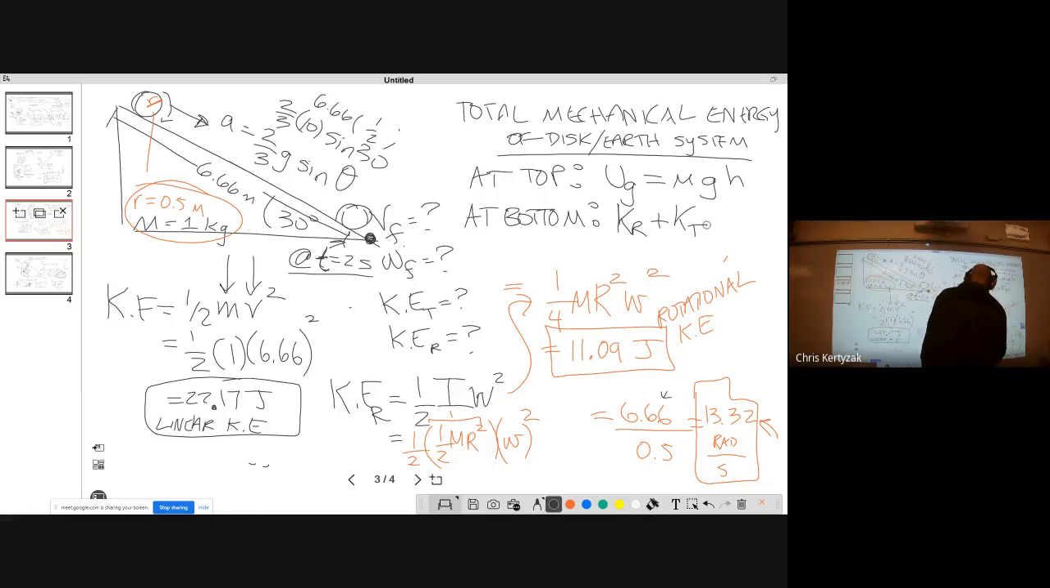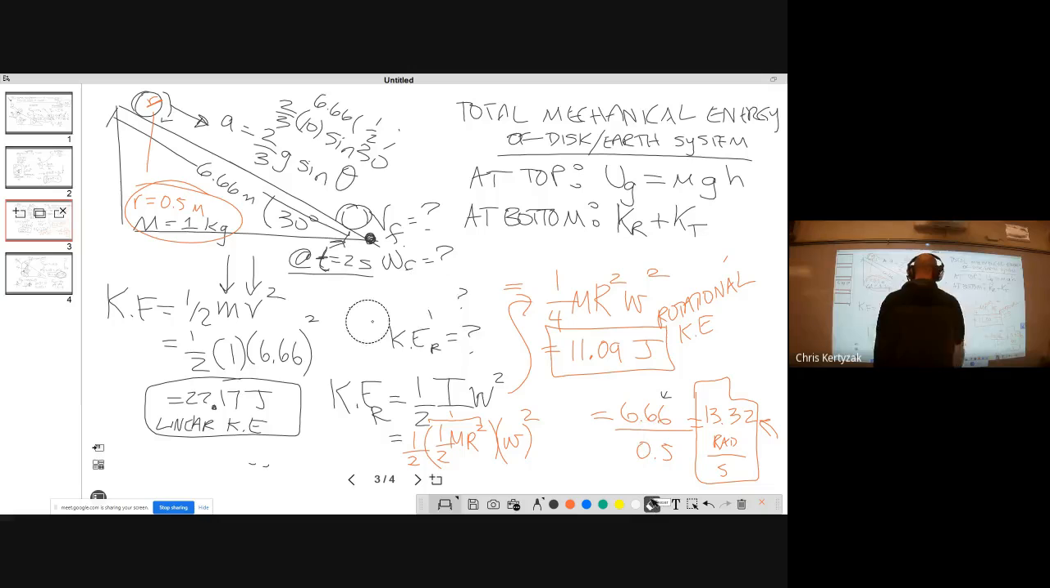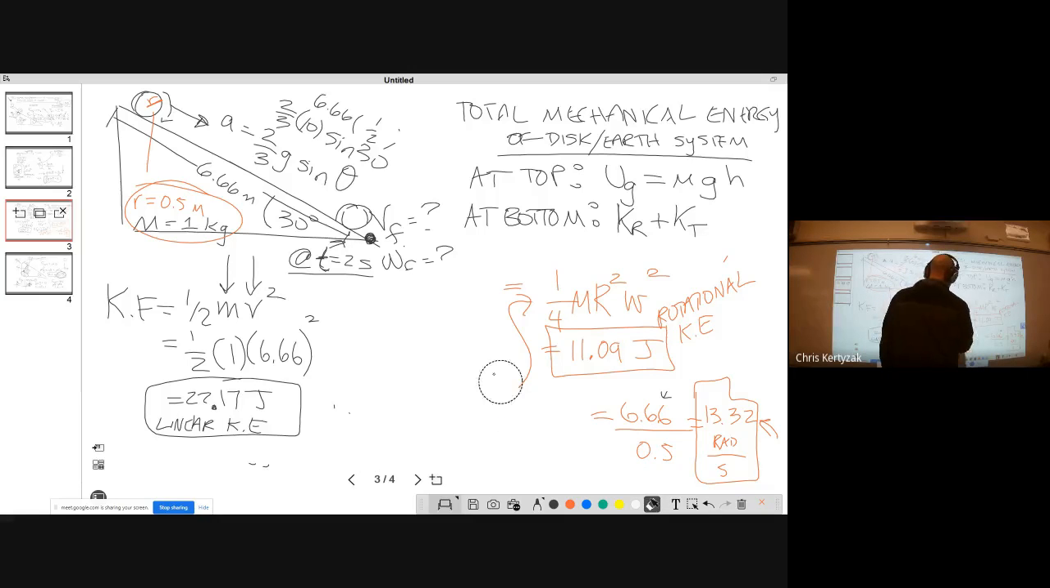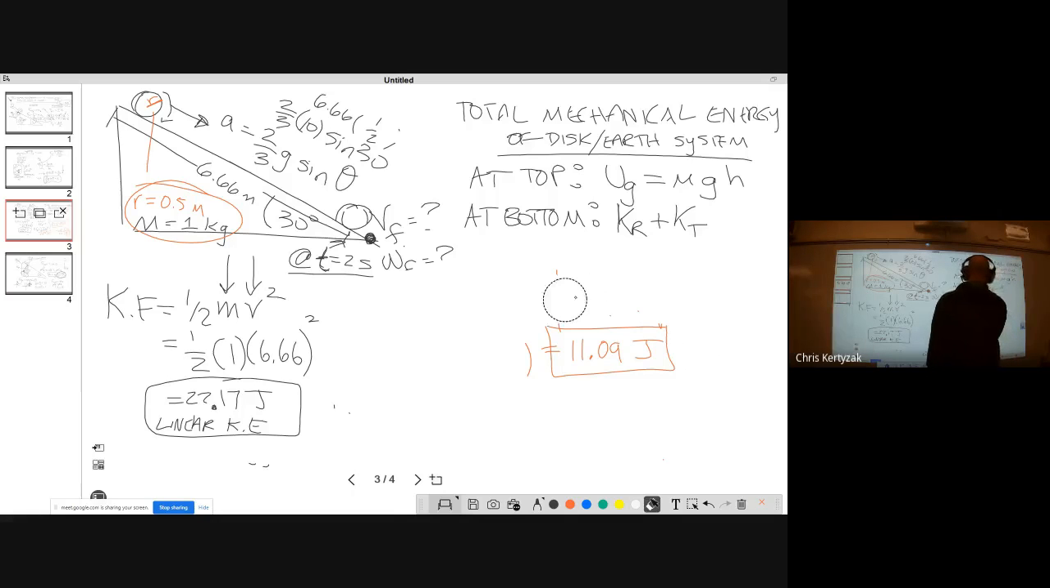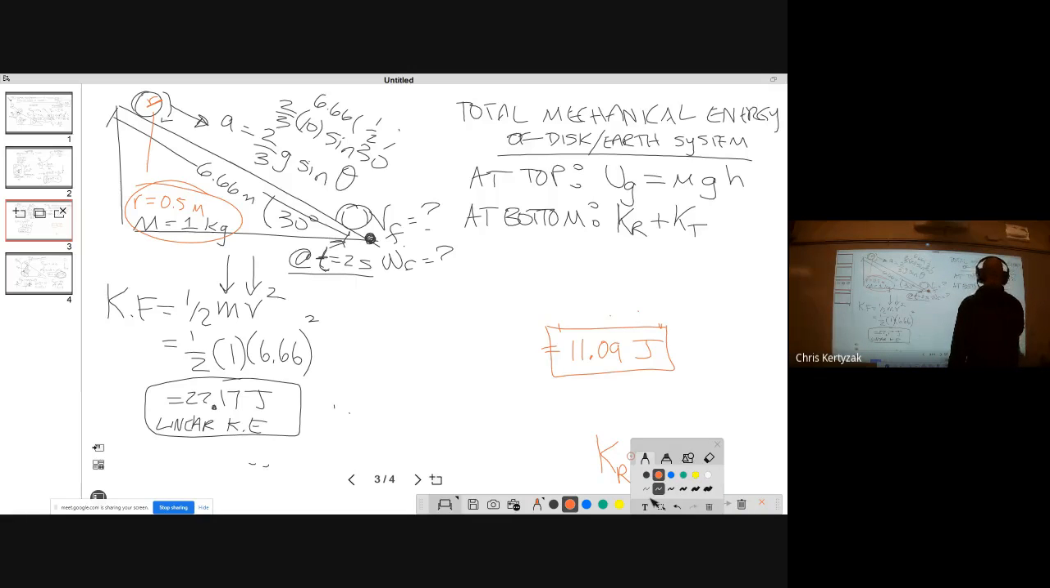I have to start erasing stuff for sure. I'm going to erase all this. This, again, was the rotational amount. I'm just taking note of it down here. And then the linear translational is 22.17 joules.